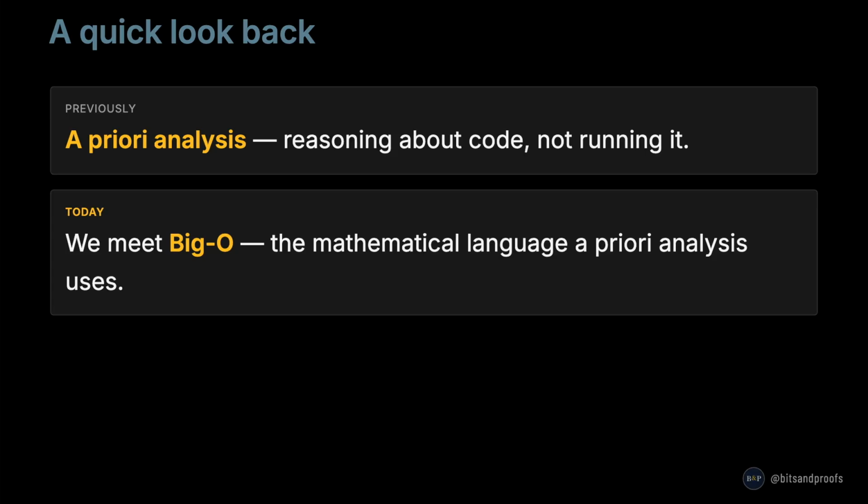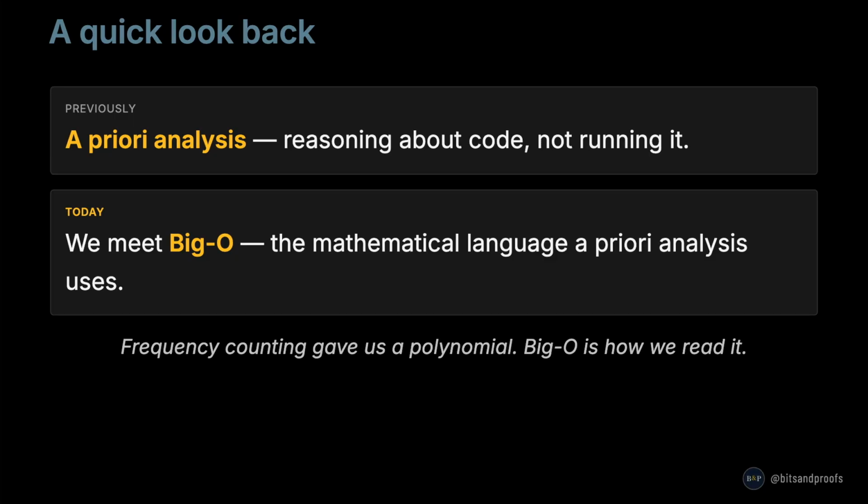Big O is the mathematical language that a priori analysis uses to express its answers. It's a 100-year-old notation from mathematics that turned out to be perfect for talking about how code scales. Frequency counting gave us a polynomial, like 2n plus 3 or 3n squared plus 5n plus 7. Big O is how we read it. It tells us at a glance how that polynomial behaves at scale without bothering with the parts that don't matter.